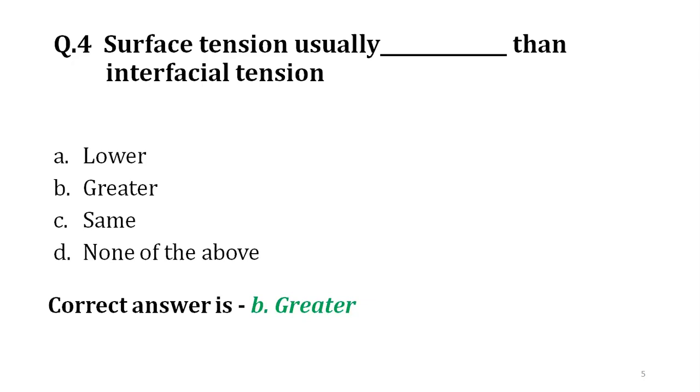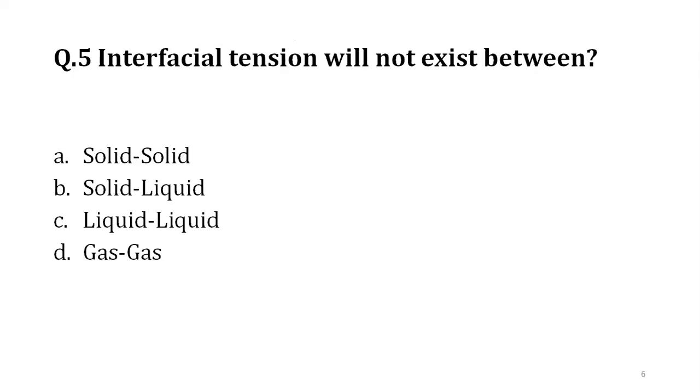So what is the reason behind that? In surface tension, one phase is the gaseous or vapor state, and it forms very weak adhesive interactions or forces. So that's why the value of surface tension is usually greater than the interfacial tension. At an interface, such as solid-liquid or liquid-liquid, the adhesive forces are stronger. So the correct answer is B.